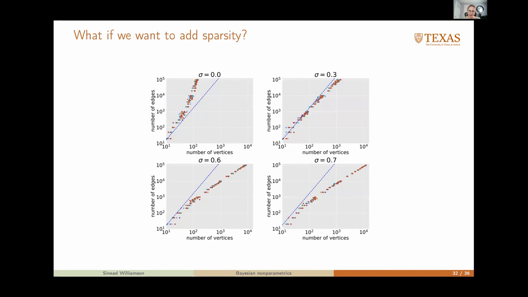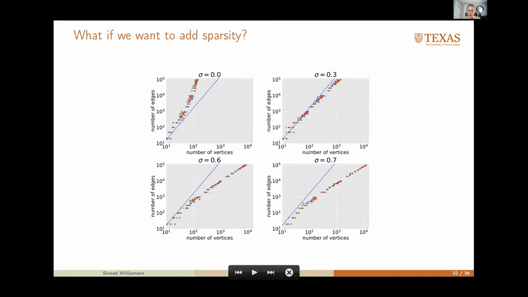Right, so here I've plotted the number of edges versus the number of vertices, and I've done this on a log scale. Remember, we count our network as sparse if the number of edges grows subquadratically in the number of nodes. That means if the slope on this log-log scale is less than 2. So here I have plotted 2 on the graph, that's that dashed blue line. And we see that if we increase this sigma parameter, we get sparser and sparser graphs.